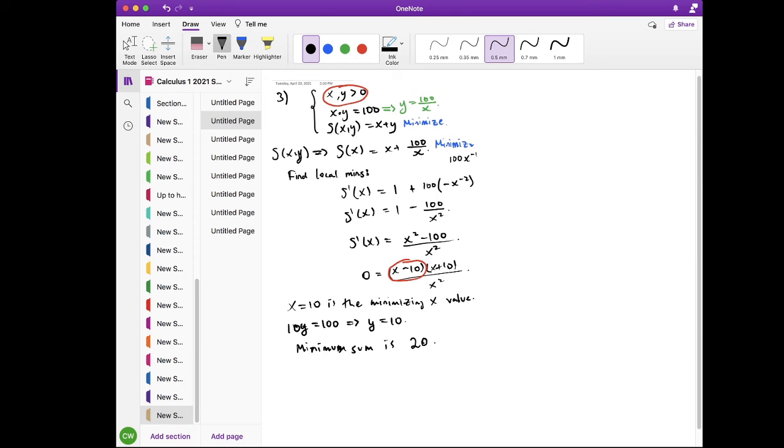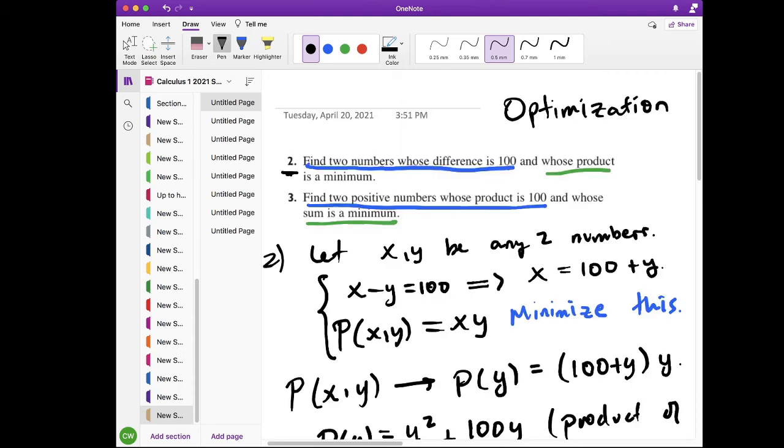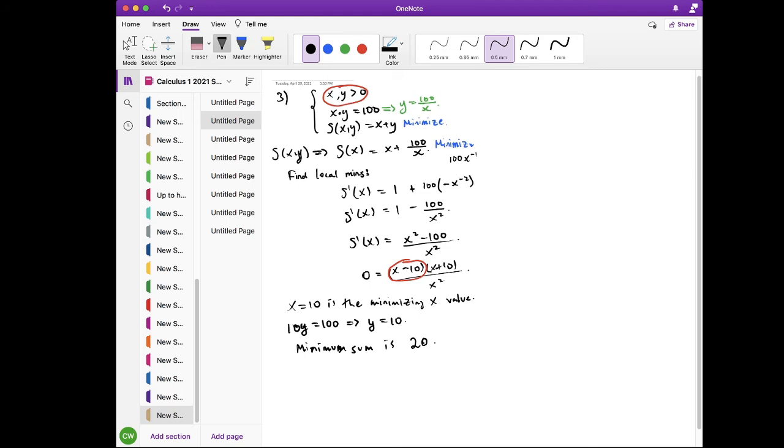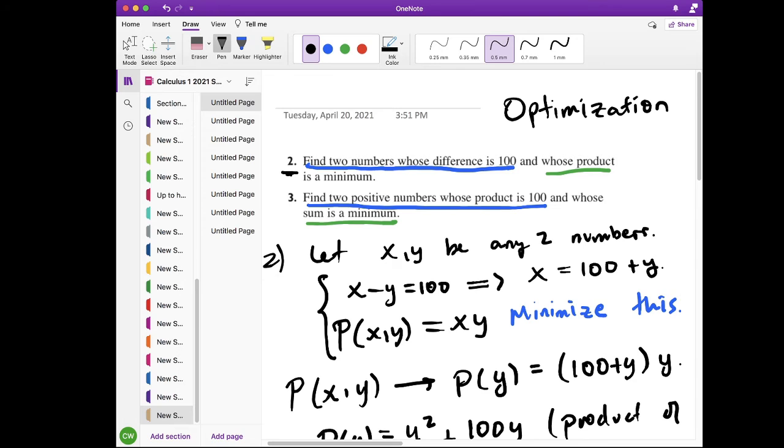This was the work for number 3, for this one. This was number 3, and this was the work for number 3. The question, it's right here. Find 2 positive numbers whose product is 100 and whose sum is a minimum.